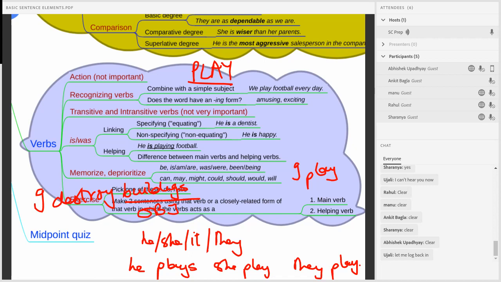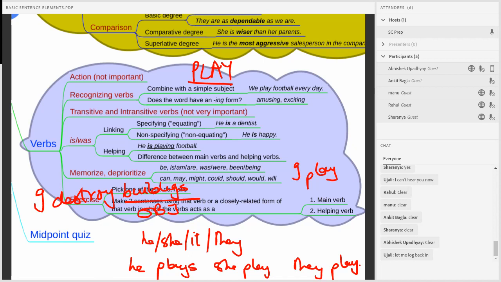Why does this happen? Because some verbs need something after them. But the point we're trying to make is, to check whether a word is capable of acting as a verb, you combine it with a simple subject and see whether it sounds relatively complete. That's the rule. To make it sound fully complete, you may have to add another word.